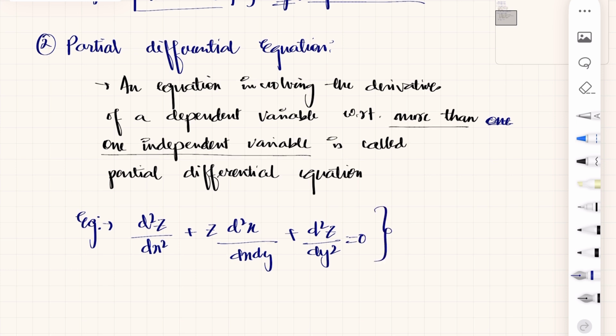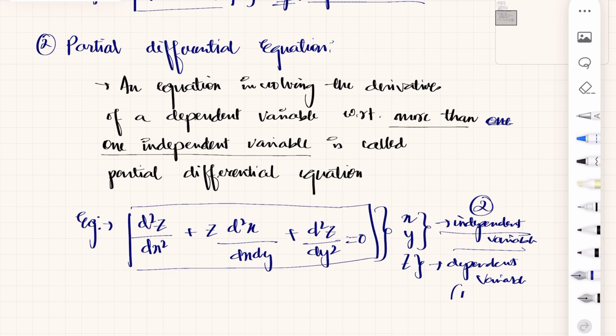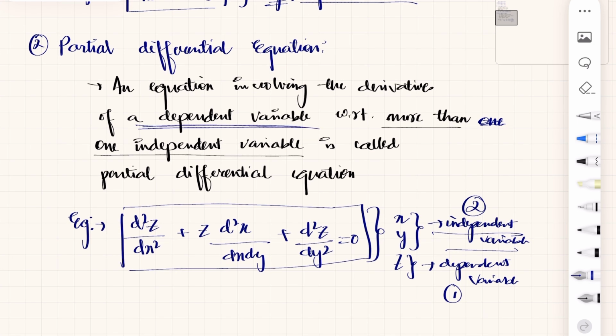So here, let's see something. We have x, y, z. We already know that x and y are the independent variables and z is the dependent variable. So how many independent variables are there? It's more than one. We have two independent variables. So this equation is valid. Why? Because there is one dependent variable and we have more than one independent variable. So this equation is considered a partial differential equation.